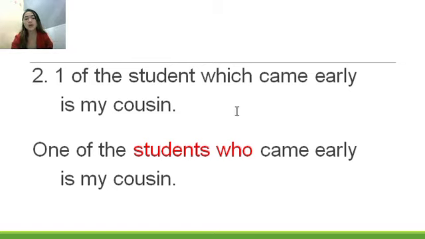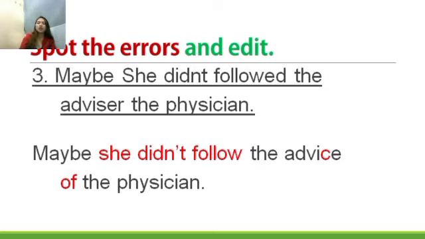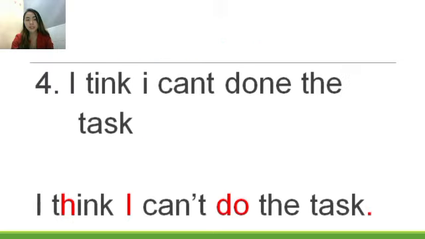And if one of the students which came early is my cousin. Of course, one of the students who came early is my cousin. Another, maybe she didn't follow the advisor, the physician. Diba? Nagkakaroon ng maybe she didn't follow the advice of the physician. Kasi advisor, how come, diba? So, yeah. These are the examples na pag nagko-correct.